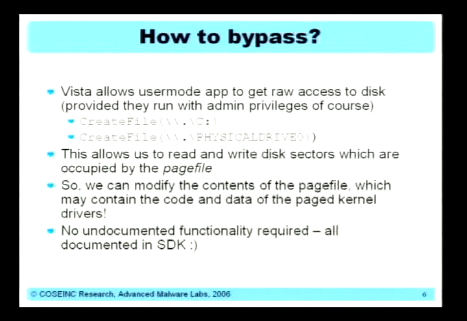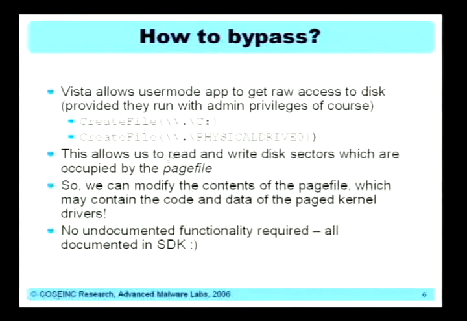Okay, so now we will think about how to bypass this mechanism. First, we should observe that Vista allows, like any other Windows operating system, like XP or 2000, for a user mode application to get access to raw sectors. This is completely legal and documented way. You can read about it in SDK, and just enough to use CreateFile with the arguments you see on the slides. So, like this one, you get access to logical device, and this one, you get access to physical device.